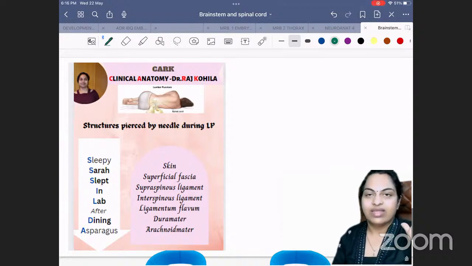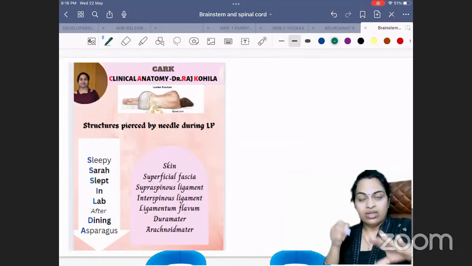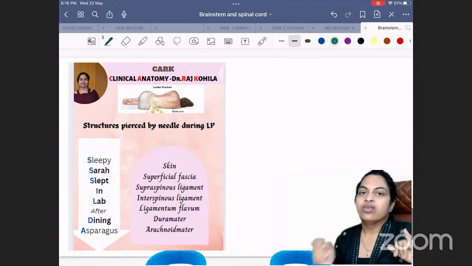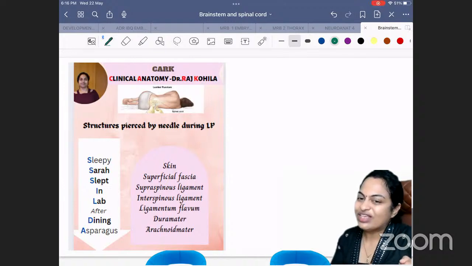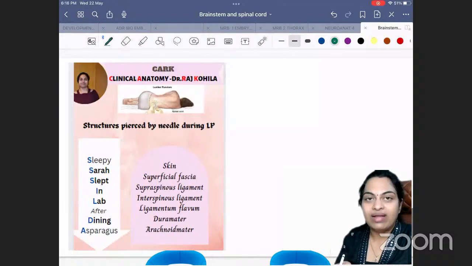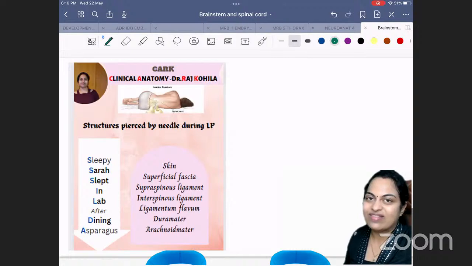Just remember this mnemonic. Sleepy Sarah slept in lab after dining asparagus. Asparagus is not as heavy as your biryani, right? But just for mnemonic purposes. So it's going to be skin, the structures pierced by the needle while you're going to take CSF. Skin, superficial fascia, supraspinous ligament, interspinous ligament, ligamentum flavum, and then comes your epidural space, dura mater, subdural space, arachnoid mater. You enter the subarachnoid space to withdraw the CSF.